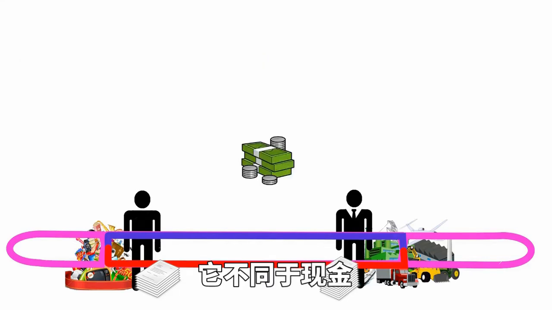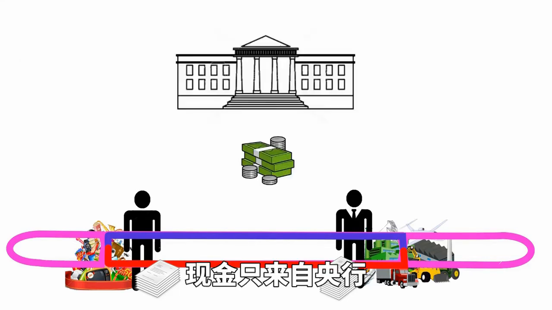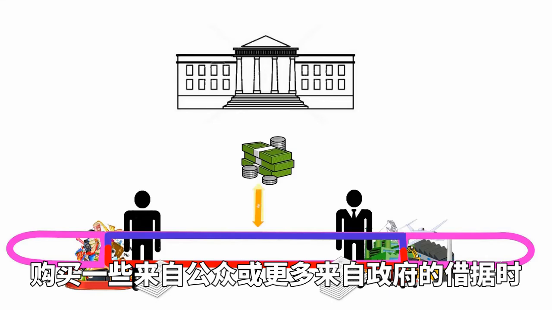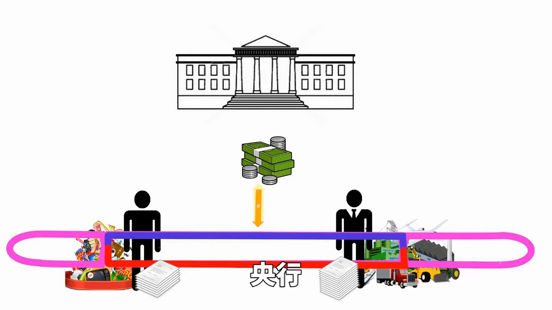It's different with cash. Cash comes only from the central bank. It's when the central bank buys some bonds, some IOUs, from the public or mainly from the government, that the central bank creates the cash.